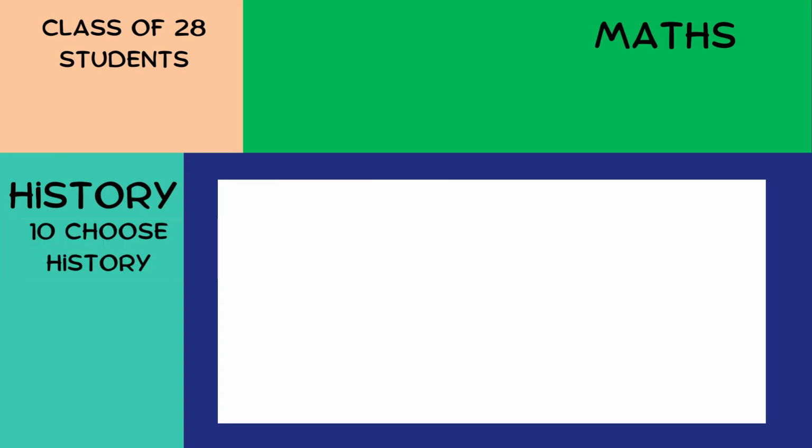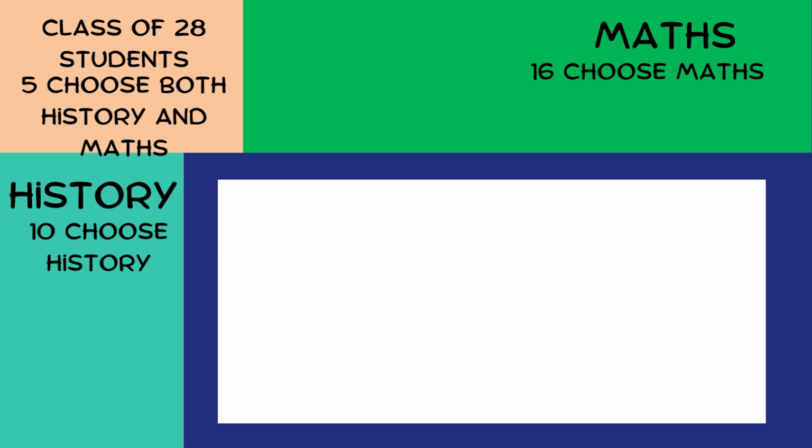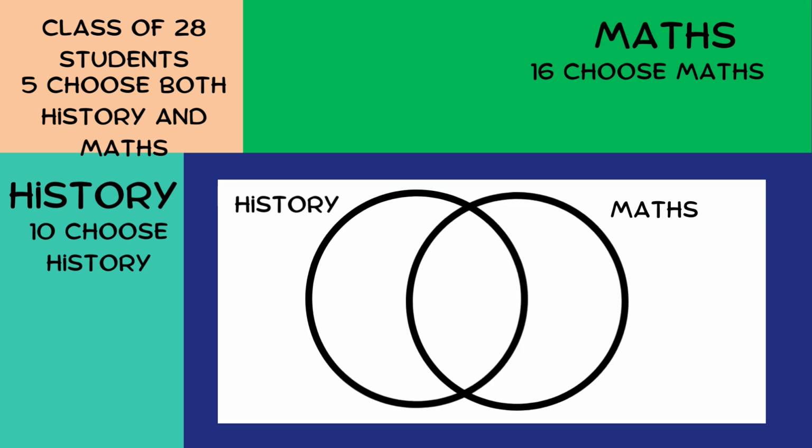Now, let's say we had a class of 28 students, and they had a choice of 2 subjects to choose from. If we know that 10 of them choose history, 16 of them choose maths, and 5 of them choose both, how could that be drawn on a Venn diagram? This might be a little more tedious than the last one, but the method used is the same. Firstly, we start with the intersection. We know that 5 students choose both subjects, so we can write this down.